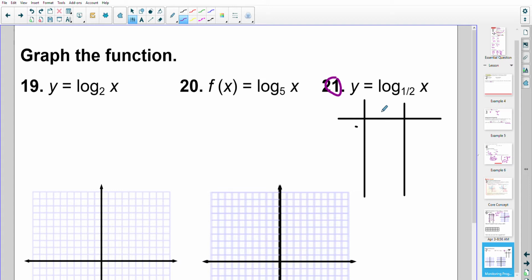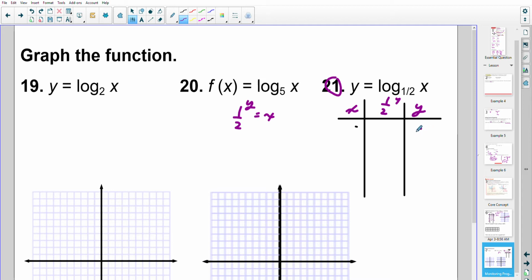Let's go ahead and do another problem. This one is to graph it. So again, you want to change it into an exponential equation: 1/2 to the power of y equals x. And so this is your 1/2 to the y, this is your x, and this is your y. So again, you're choosing convenient y's to get decent x's so you can graph it.